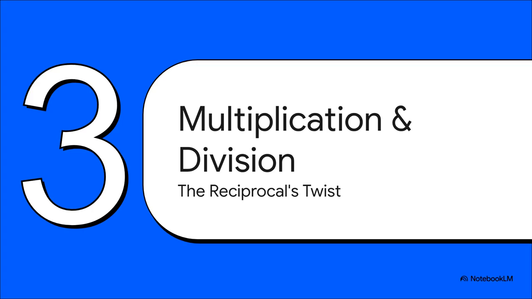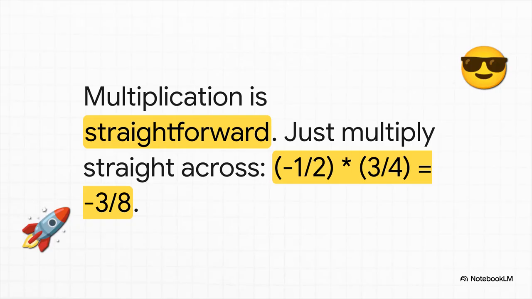All right, now for what I like to call the main event, multiplication and division. Multiplication is awesome. It's super direct. But division has this clever little twist that, once you see it, makes it just as simple. See, multiplying fractions couldn't be easier. You just multiply straight across. Top times top, bottom times bottom. So 1 times 3 is 3, and 2 times 4 is 8. And hey, remember our sign rules? A negative times a positive is a negative. So the answer is -3/8. No common denominators, none of that.